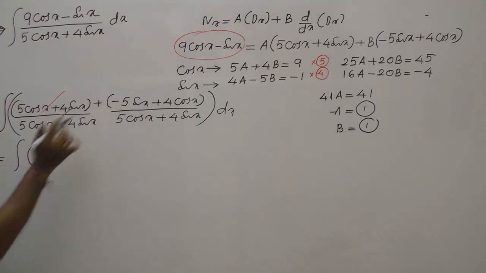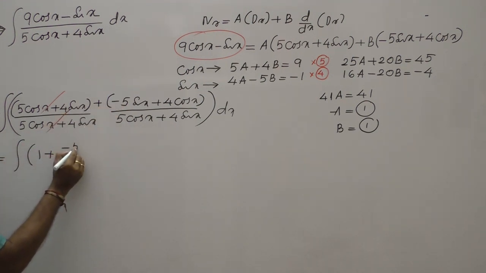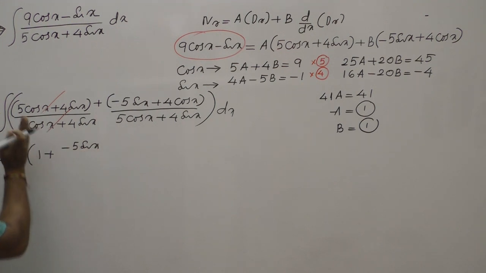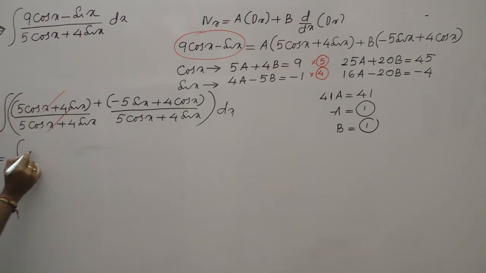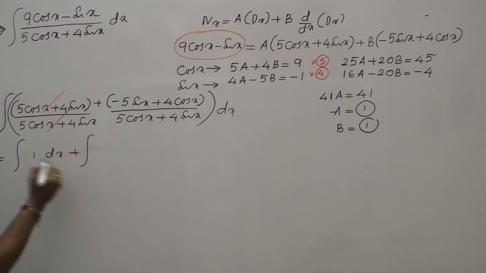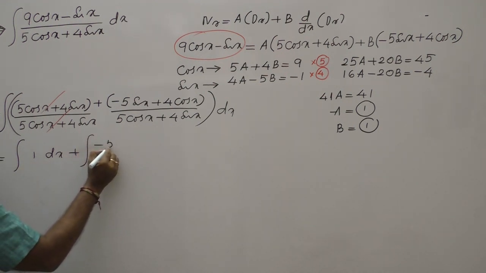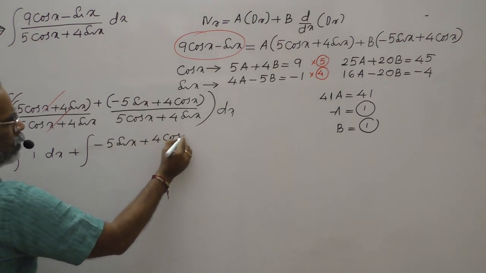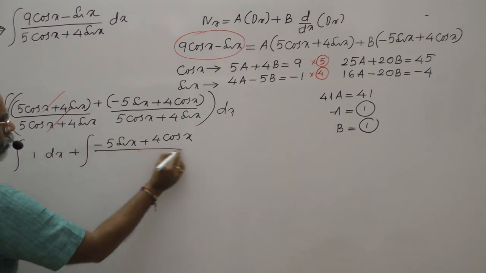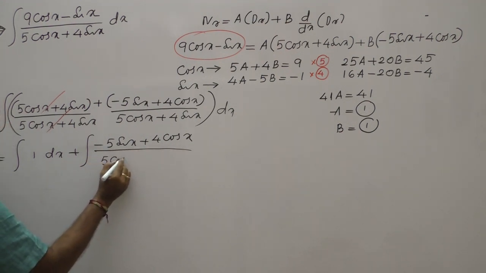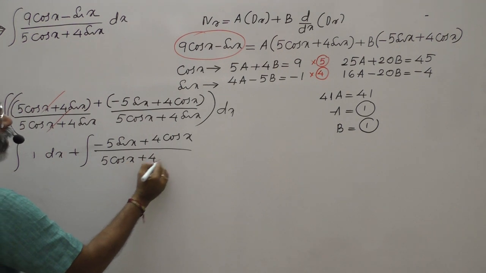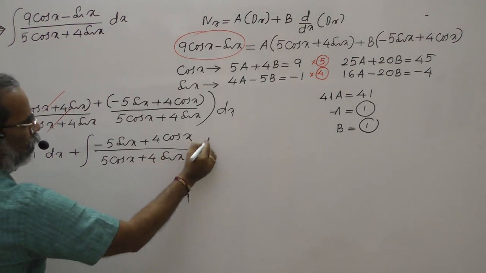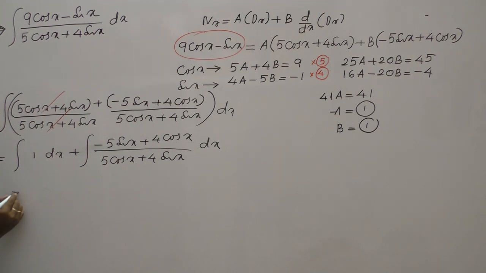What is there? Here nothing will be cut. We have minus 5 sin x. Okay, I will write the integrals for those two separately. Here these two have cancelled. We have 1. Okay, next for this also I am writing separately. Here we will have integral of (minus sin x plus 4 cos x) divided by (5 cos x plus 4 sin x) into dx. Now integration is simple.